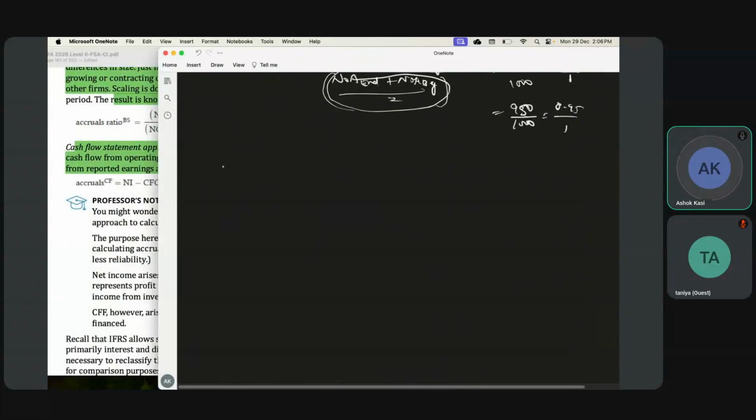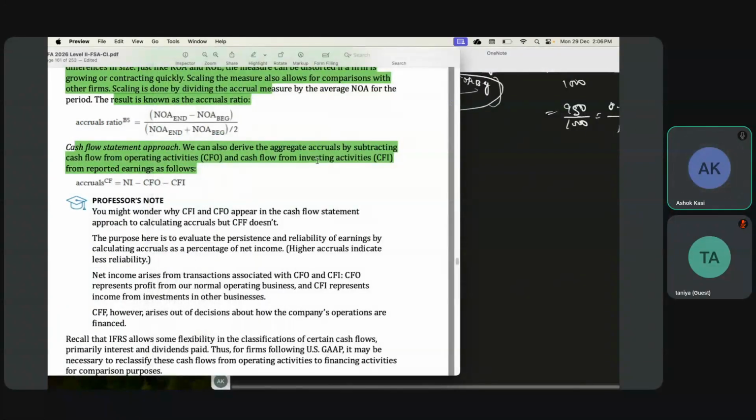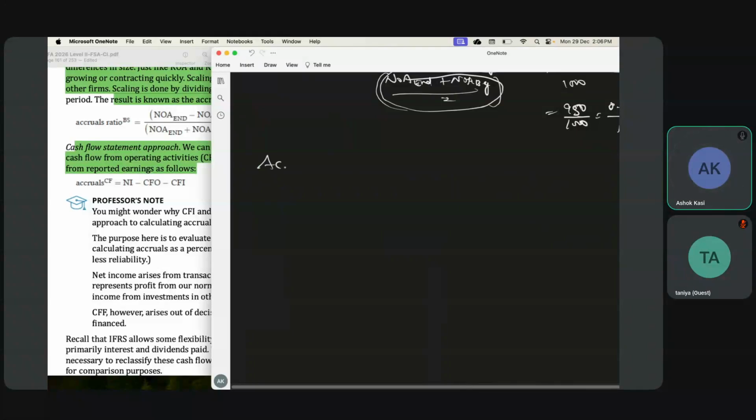We can derive the aggregate accruals by subtracting cash flow from operating and cash flow from investing from reported earnings. So accrual is equal to net income minus CFO minus CFI. If net income is 100 rupees, cash flow from operation is, let's say, 70 rupees, and cash flow from investments.